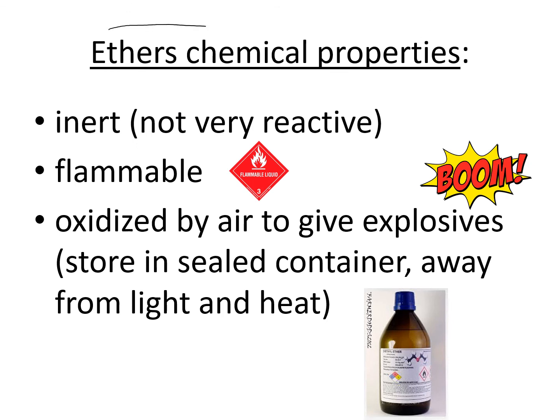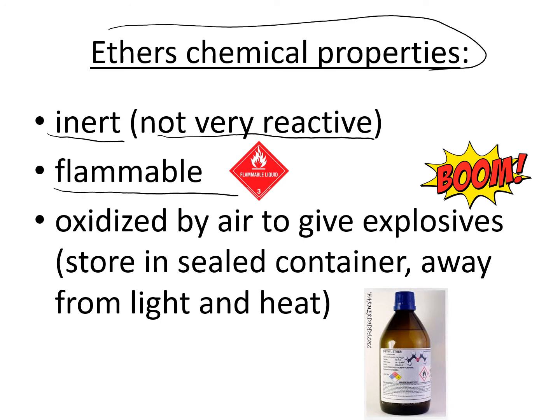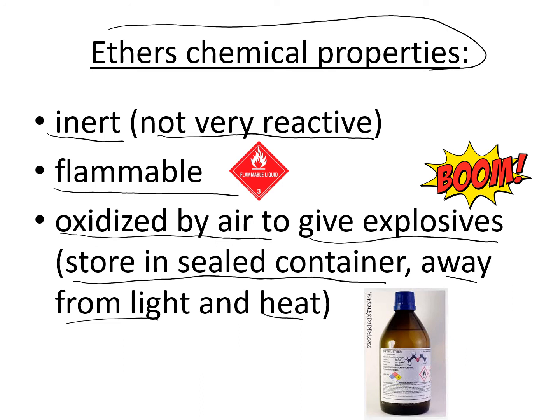Here are a few of ether's chemical properties. Ether is inert, which means it's not very reactive. So ether is actually very useful as a solvent because it's not reactive. One of the primary reasons that ether is no longer used as an anesthetic is because it's very flammable. And it's also easily oxidized by air to give explosives. So ethers must be stored in a sealed container away from light and heat. And usually they're stored in a brown bottle so that the light does not cause them to react, and away from heat so that they don't explode or start a fire.